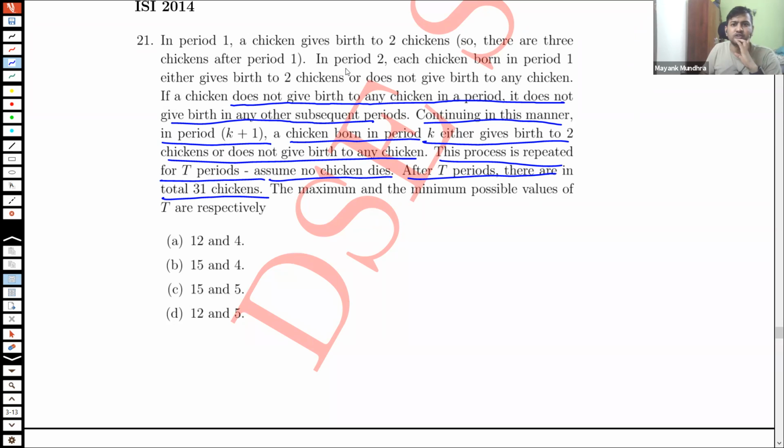Each chicken gives birth to two chickens. In period 2, each chicken born in period 1 either gives birth to two chickens or does not give birth to any chicken at all. Okay, so this was chicken 1. He gives birth to two kids, chicken 2 and chicken 3. Then each of them could either give birth to two chickens or they could basically be infertile. If both of them are infertile, then everything stops, right? So there would be no more kids from here onwards.